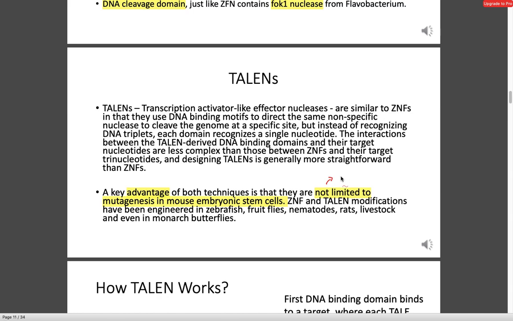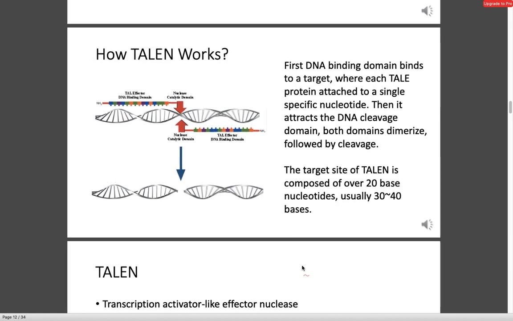Alright? So how TALEN work? TALEN rupa dia lebih cantik sikit lah. Kalau tengok kat sini, TALEN ability. So first DNA binding domain to a target where each TALE protein attached to a single specific nucleotide. So ni TALE effector, so dia potong memang single specific nucleotide lah. Alright, so you have TALE, kalau dia kiri kanan sama. Sistem dia memang macam primer, alright. All of the system is like a primer. So you have a binding sequence yang gene of target, then you cut between the middle macam tu.